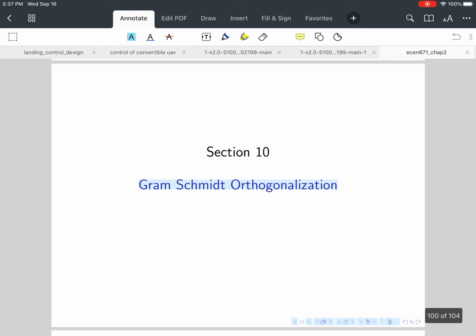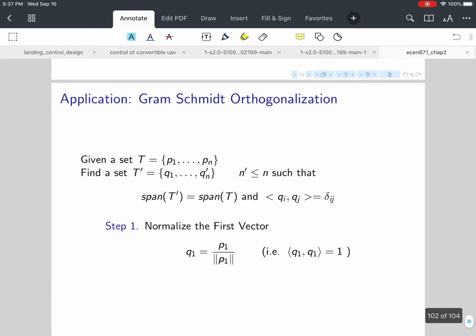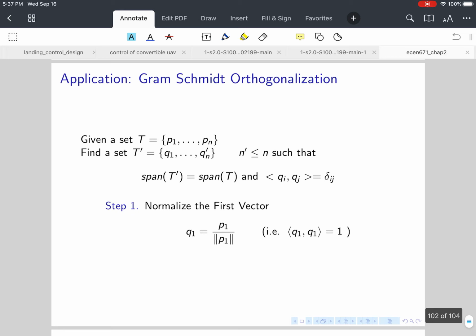Okay, this video is about Gram Schmidt orthogonalization. The thing we want to solve with Gram Schmidt orthogonalization is this: suppose that we're given a set of vectors, this set of vectors T. It's a finite set, 1 through n, and these vectors may or may not be orthogonal, and they may not be orthonormal, so they don't form an orthonormal set.